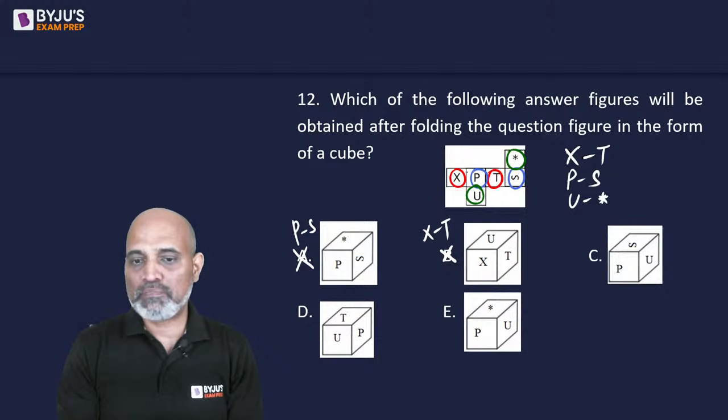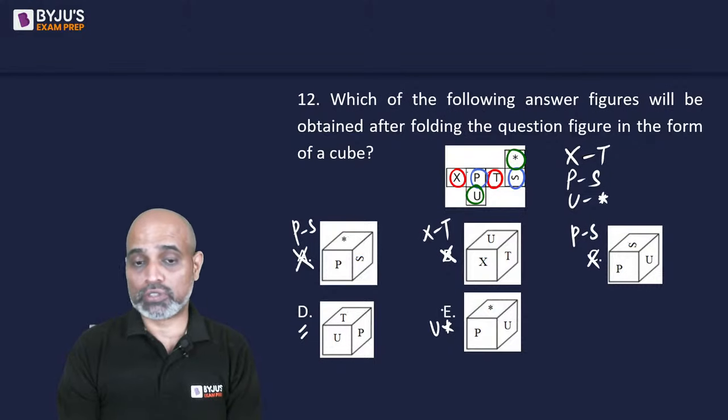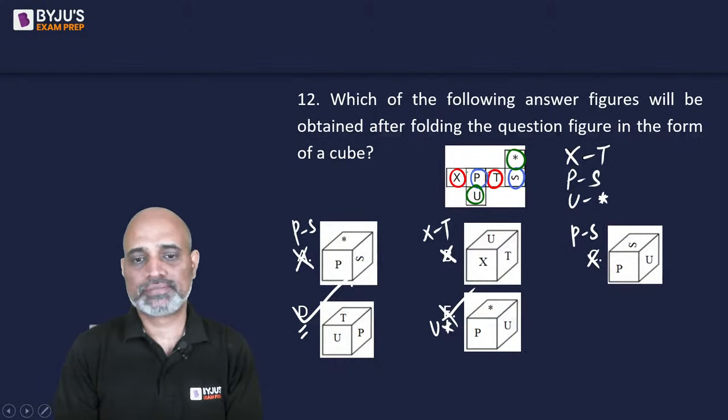In the next one, you have PSU. How do you see P and S both? In the next one you see PUT. This makes sense. In the next one, you see U and asterisk both. Since we don't have none of these, we don't have to check it. Only one option remains, which will be D.